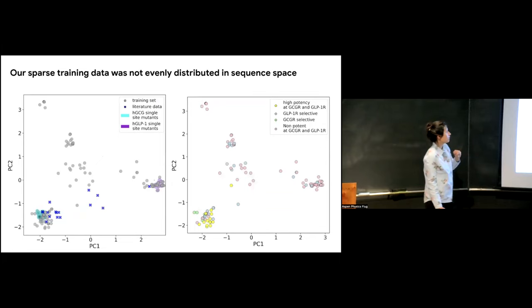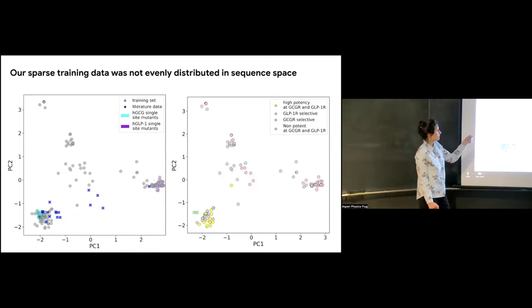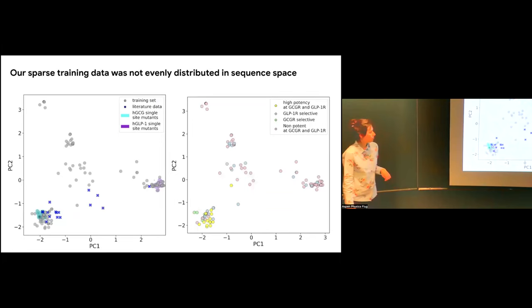So our training set here is shown in gray. This is just a PCA, principal component analysis. The natural starting point, the natural peptides that bind to each of those receptors, are shown in either cyan or purple. Just to be clear, that's the natural peptide in single units, so that's why the little cluster. So you can see some of our training data is near those natural sequences and some of it is between, not that well distributed.